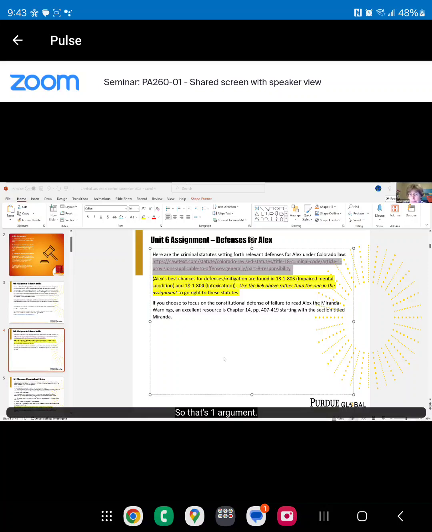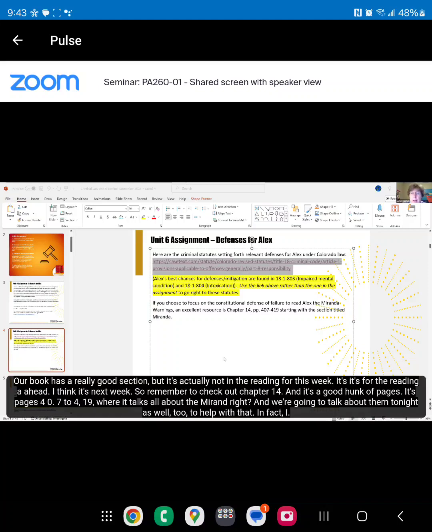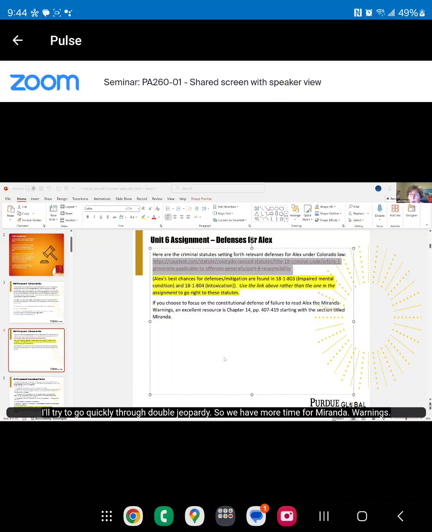So that's one argument. Again, if you choose the constitutional defense of the failure to read Alex his Miranda warnings, our book has a really good section, but it's actually not in the reading for this week. It's for the reading ahead. I think it's next week. So remember to check out chapter 14, and it's a good hunk of pages. It's pages 407 to 419, where it talks all about the Miranda rights. And we're going to talk about them tonight as well to help with that. In fact, I'll try to go quickly through double jeopardy so we have more time for Miranda warnings.